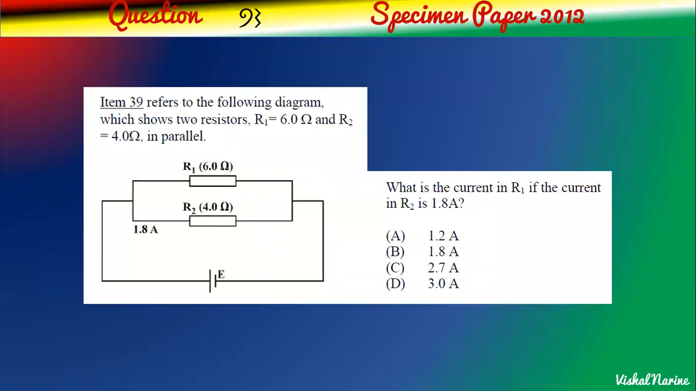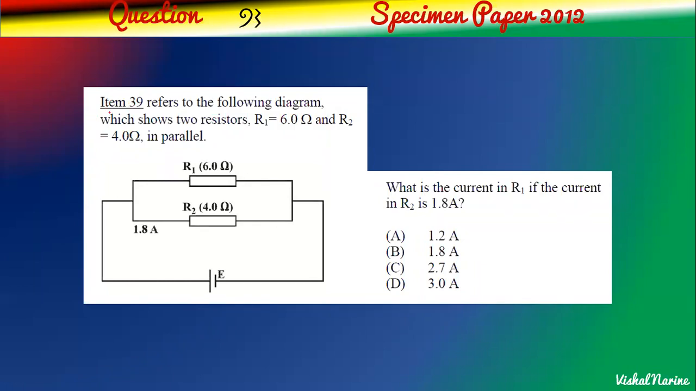Question 39. I'm saying 39, sorry, I mean 93. It marks here item 39, that's why I said question 39 there. I'm wondering why I'm saying that. But it's 93, right? At the top of the screen, I have the question number.